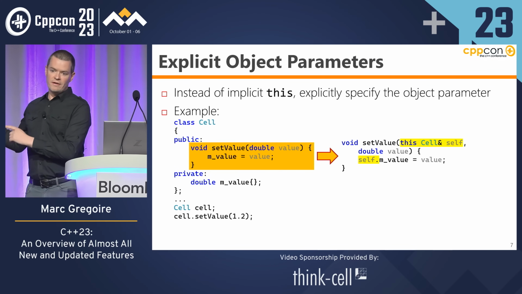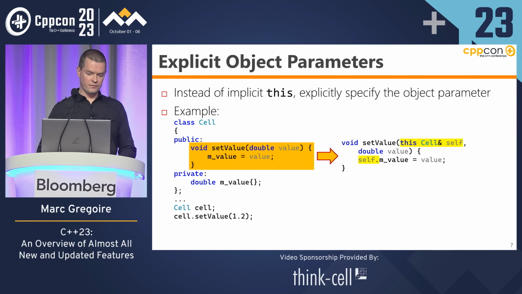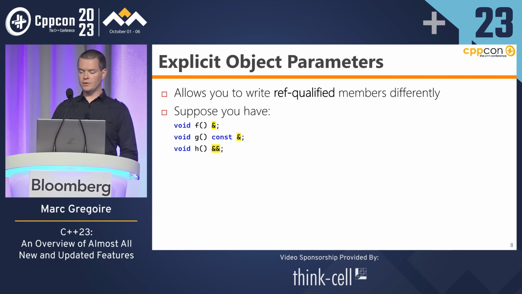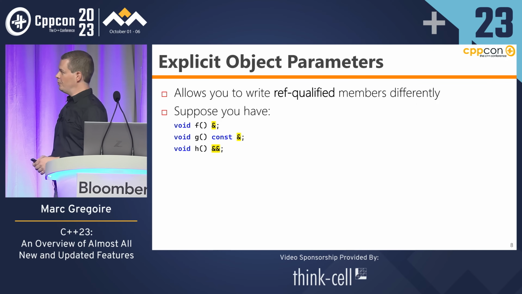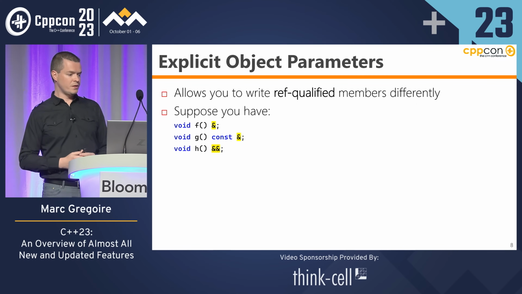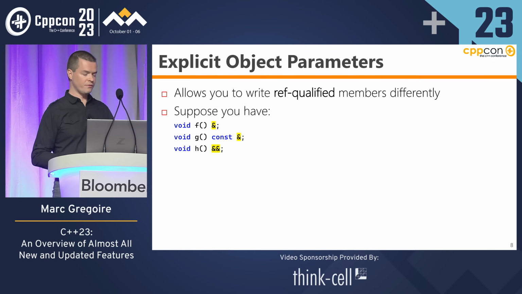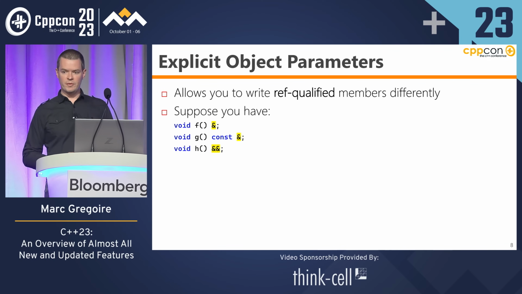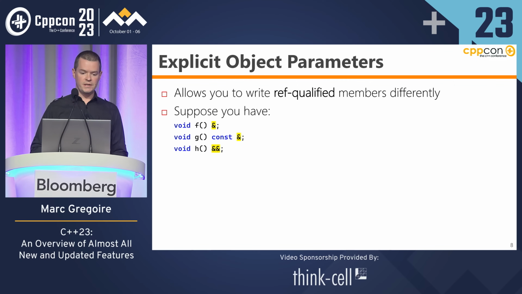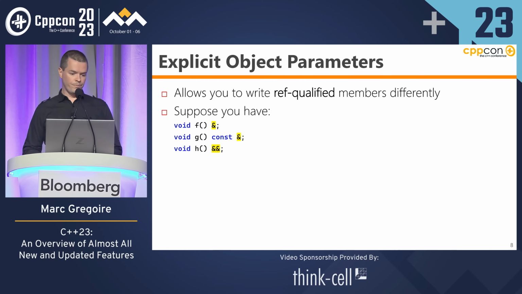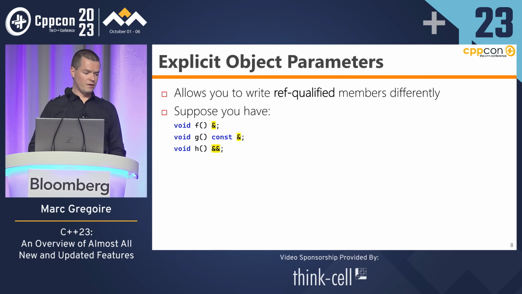So of course, you will never use this feature like this. This is just to introduce the feature. So what can you do then with this feature? First thing is that you can write your ref-qualified member functions differently. In the past, if you wanted to write a ref-qualified member function, you had to specify the ref qualification at the end of your signature. So here, for example, the member function f can only be called on lvalues. The member function g can only be called on const lvalues, and h can only be called on rvalues.